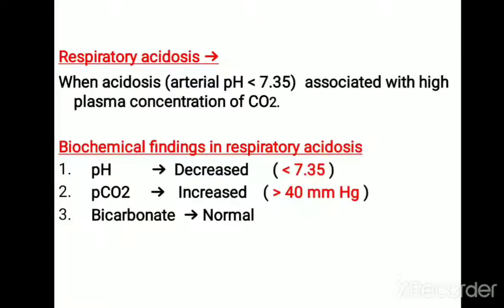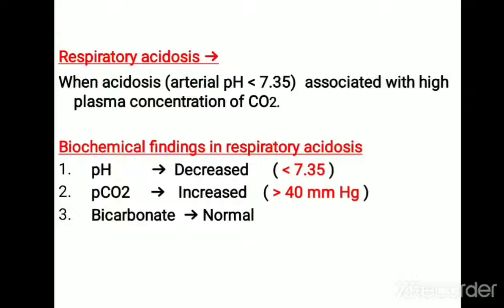So what is respiratory acidosis? Acidosis means the arterial blood pH is less than 7.35. So when acidosis is associated with a high plasma concentration of carbon dioxide, that is, the carbon dioxide concentration is more than 40 millimeter mercury, which is the normal carbon dioxide concentration in arterial blood, then that condition is known as respiratory acidosis.